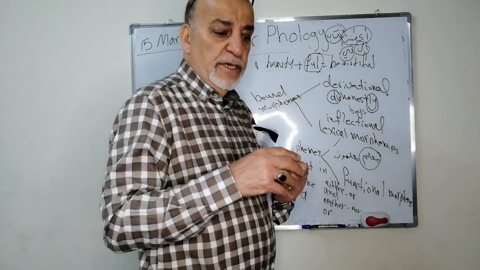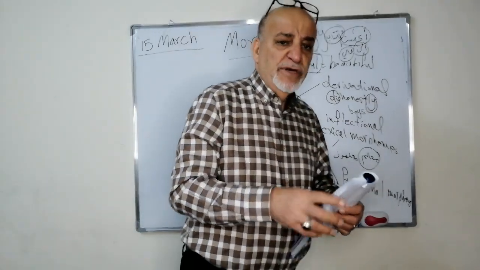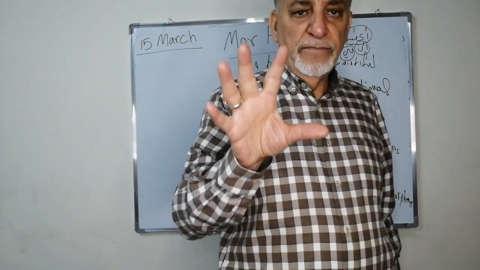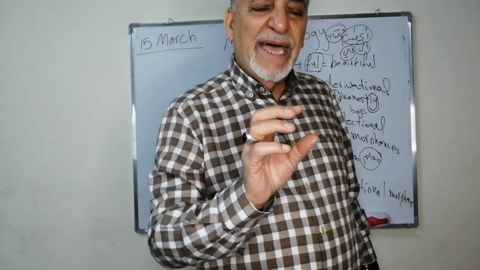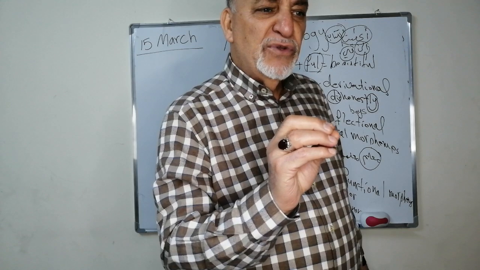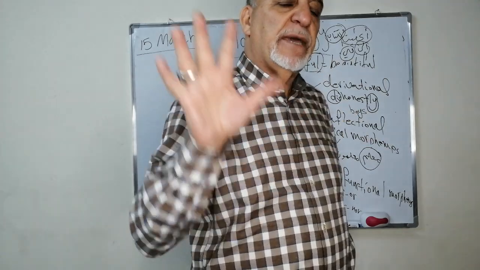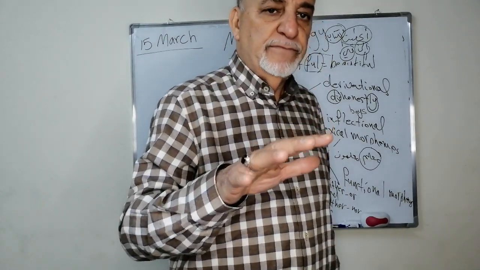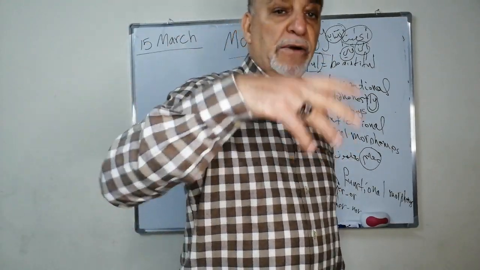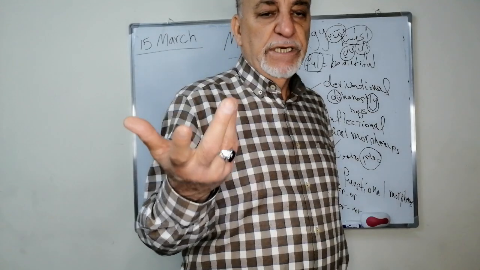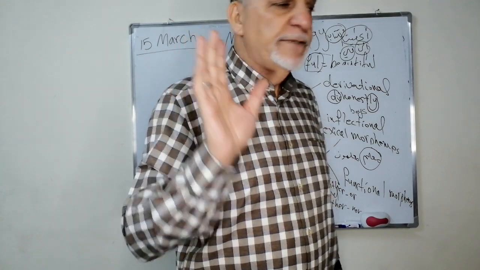All these are inflectional. Keep in mind that inflectional morphemes change the final form of the word. They do not touch or change the word class. The word class is kept as it is: if it is an adjective, it remains an adjective; noun, noun; verb, verb. So what is changed? Just the final form.